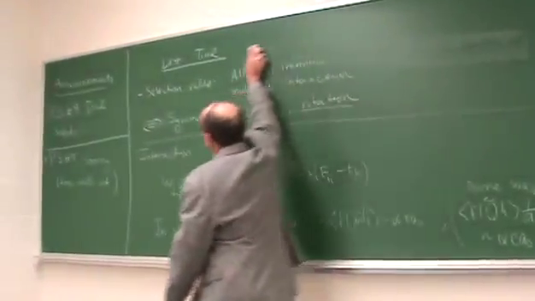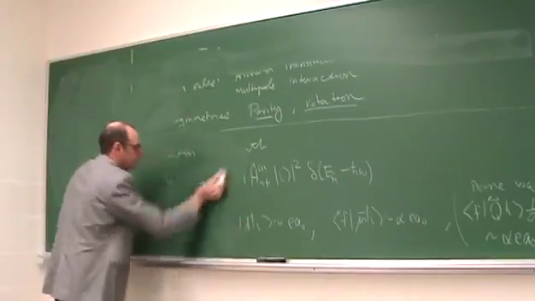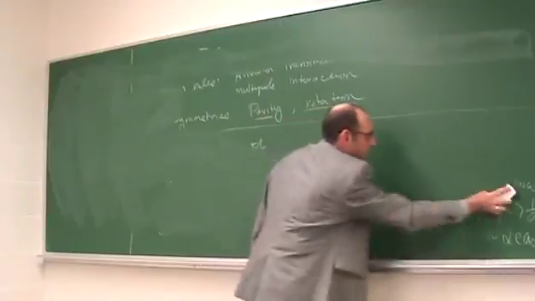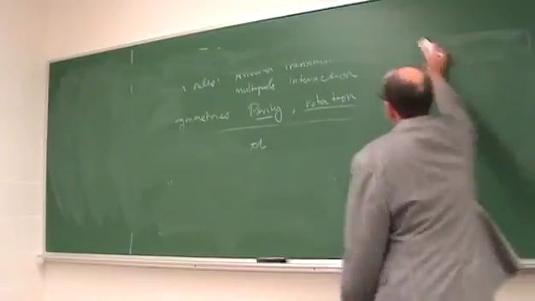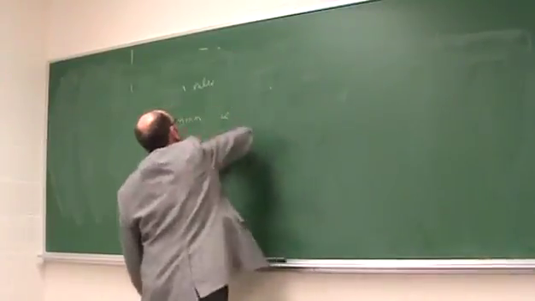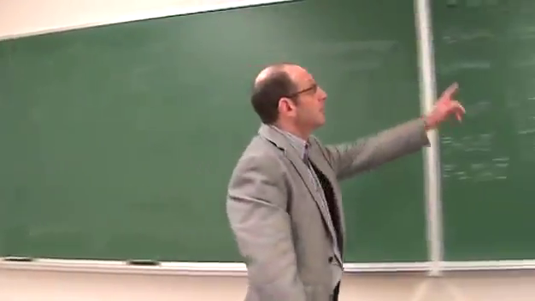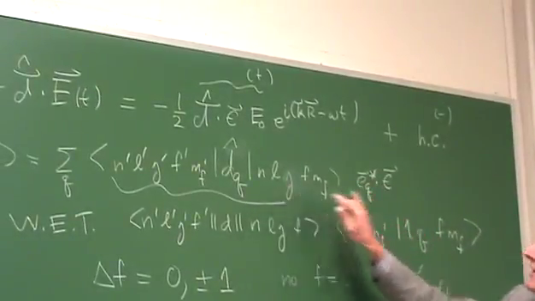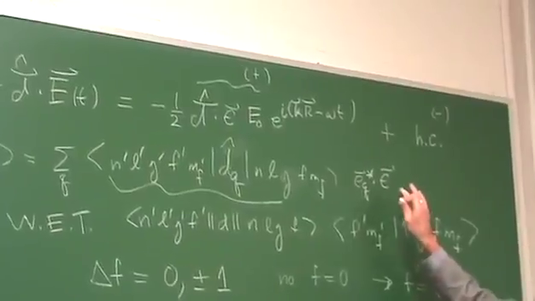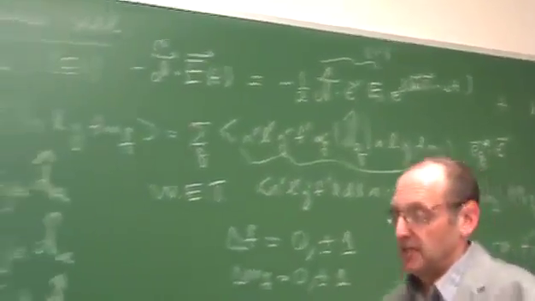Now, as we were discussing at the end of last week, the particular transition that's driven depends on the polarization of the electric field. Okay? So if my electric field is assumed to be polarized with some polarization vector epsilon, then the transitions that are driven depend on the components of epsilon along the direction of the particular basis vector.